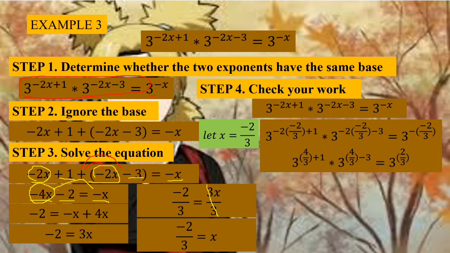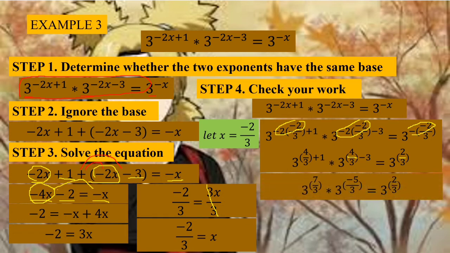So, ayan. So, negative 2 times negative 2 is positive 4 over 3 plus 1. So, ganun din dito, class. So, negative 2 times negative 2, okay, it's positive 4 over 3 minus 3 is equal to, okay, dito negative 2, negative times negative 2 becomes positive. Ayan. So, dahil parehas naman sila ng, what do you call this one? Base. Okay. Ayan. So, 3 raised to the power, okay.